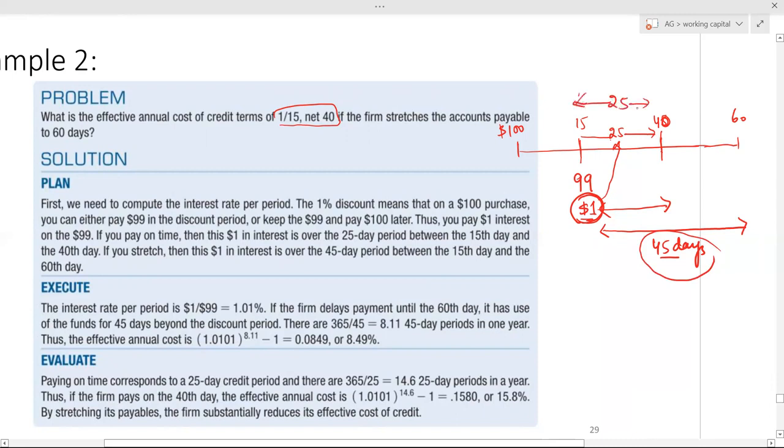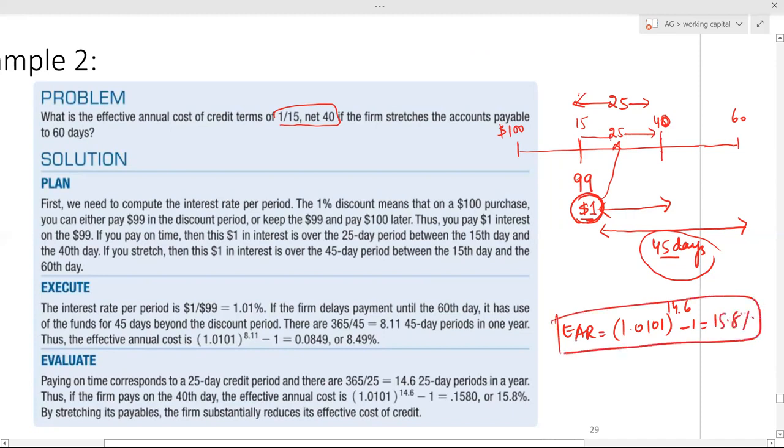Okay, so with the 25 days we already calculated. With the 25 days, you remember in the previous part we had calculated that 1.0101 to the power 14.6 minus 1, that was 15.8%. This we had already calculated, but instead of using 25 days, now we need to use 45 days. Okay, so how to do that?